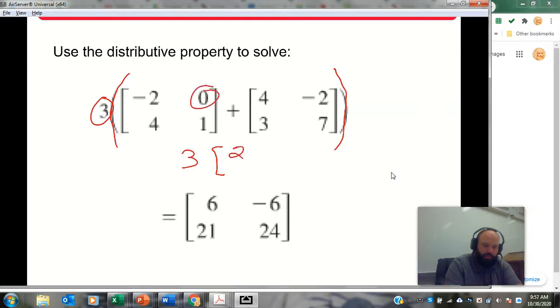And then we have 0 and -2. Those two are going to combine to be -2. We have 4 and 3, which gives us 7. And then we have 1 and 7, which is 8. So first we added the two matrices together.